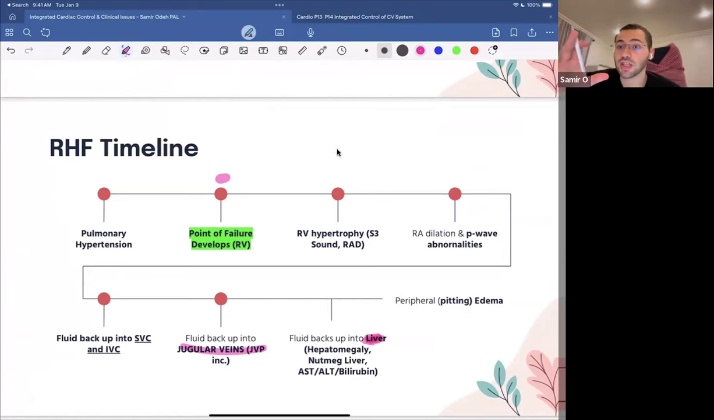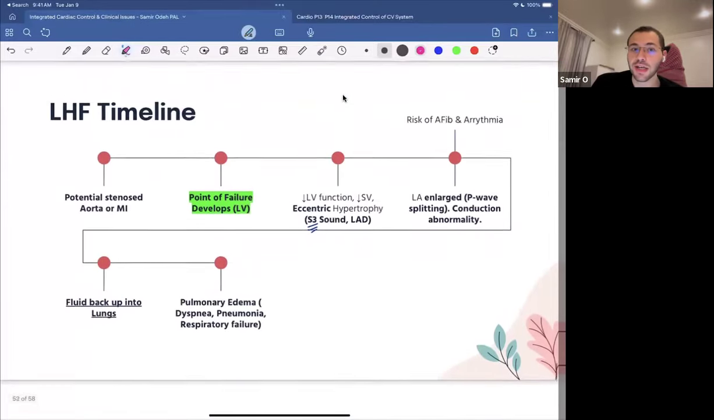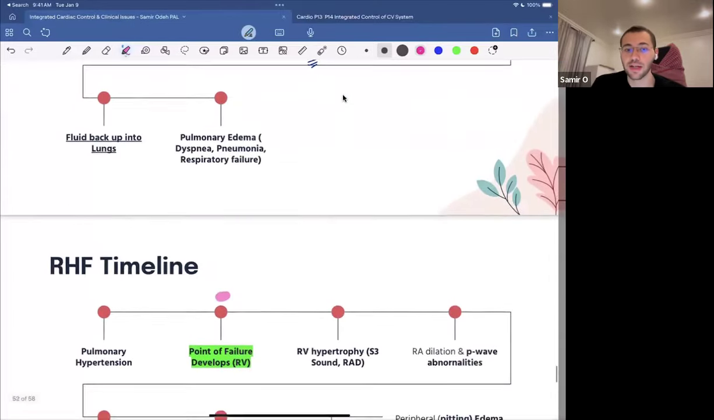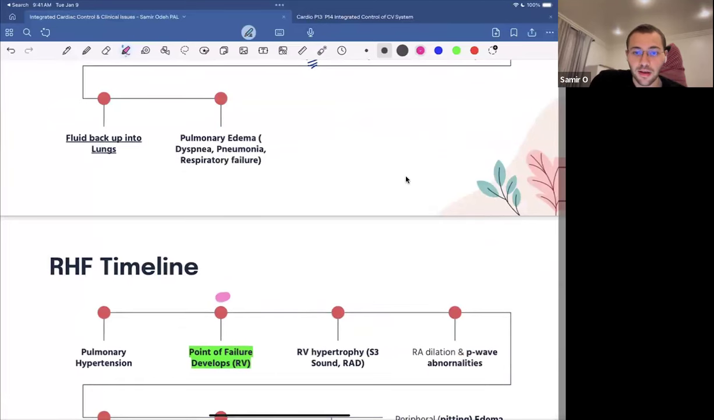Just kind of think of it, what's the organ closest? And the liver is indeed the closest organ by virtue of the circuit. So you're going to see hepatomegaly, nutmeg liver, and increased liver enzymes, plus bilirubin. So yes, I do encourage you guys to just digest these two timelines in whatever way you can, make Anki cards, try drawing them out, whatever way is really going to help you.